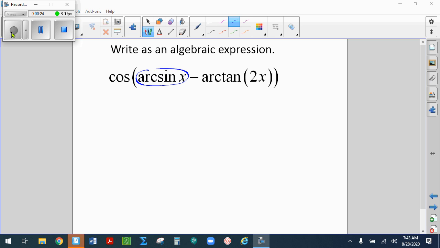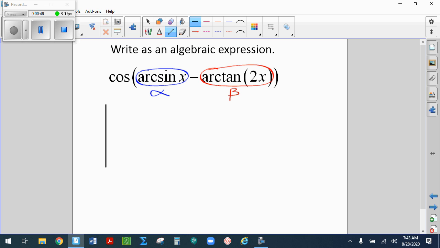Arc sine x is the angle whose sine is x. So it's an angle. It's basically like an alpha. Arc tangent 2x is the angle whose tangent is equal to 2x. So again, it's an angle like beta. So this is just a cosine alpha minus beta. I can still draw a quadrant triangle to help me evaluate this. So draw one for alpha and one for beta.